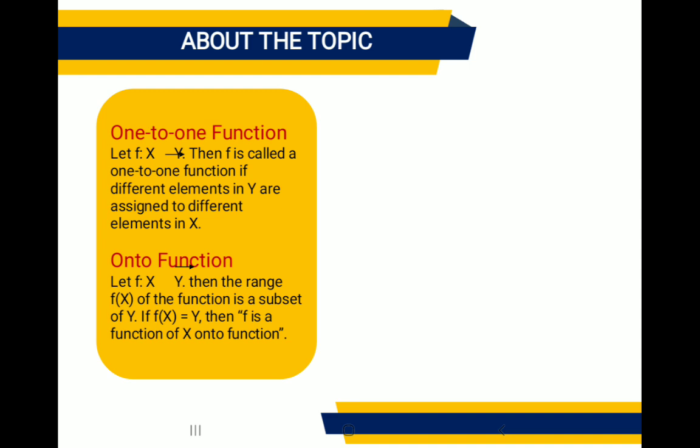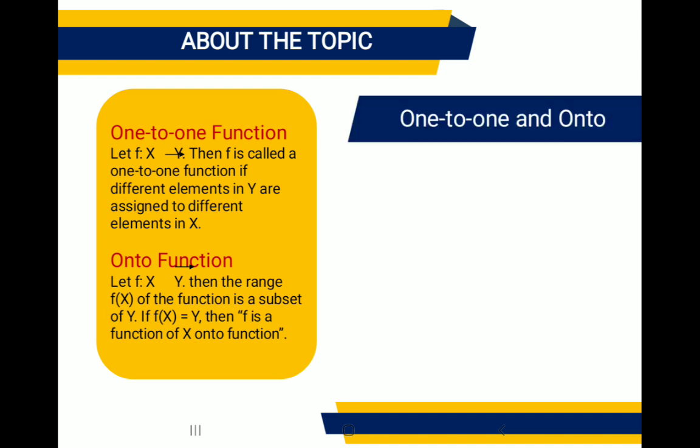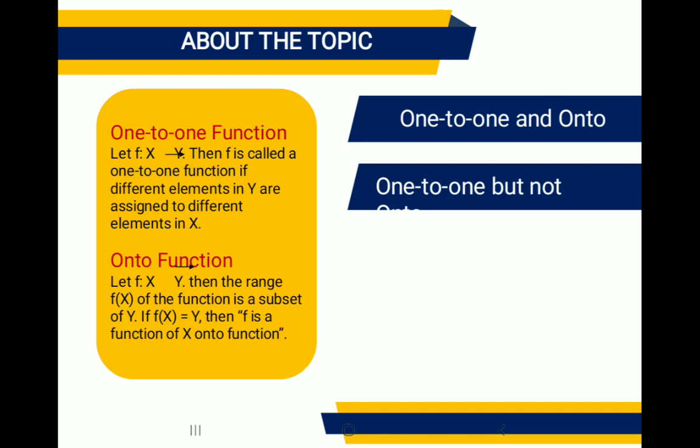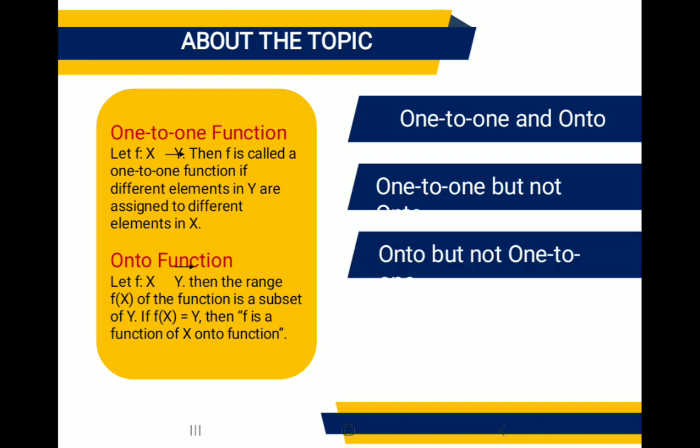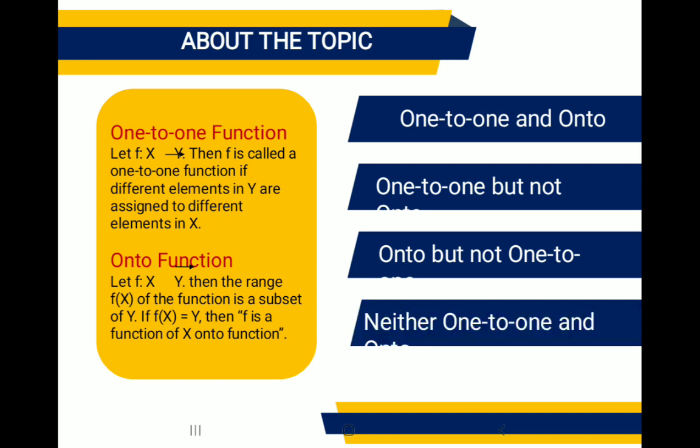So we will talk about, and I will give a real life example and algebraic example about one-to-one and onto, one-to-one but not onto, onto but not one-to-one, and neither one-to-one nor onto.